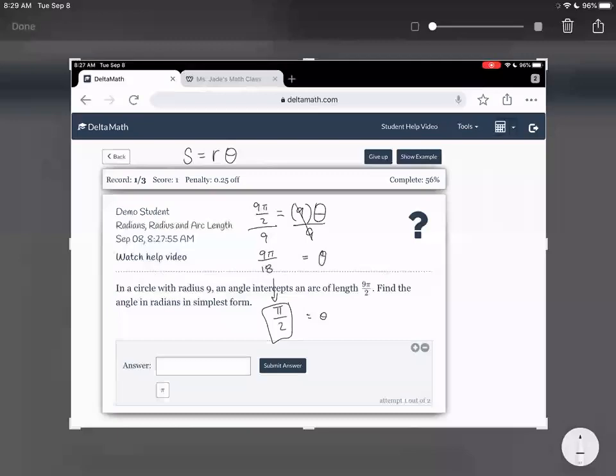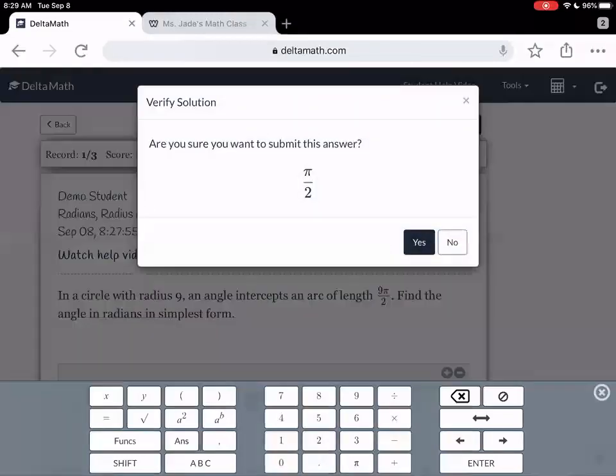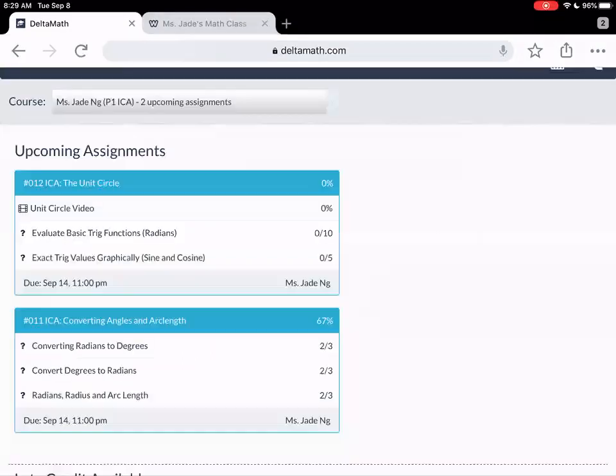Okay, pi over 2. Let's type that in. Pi over 2. And it says we're right. Okay, let's go back and end the recording.